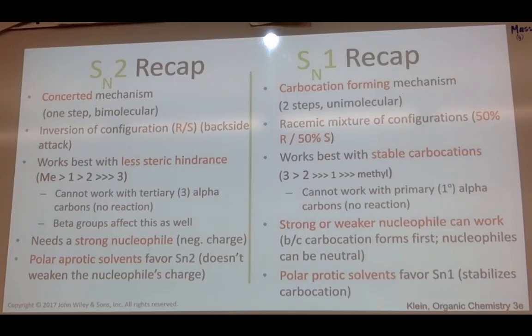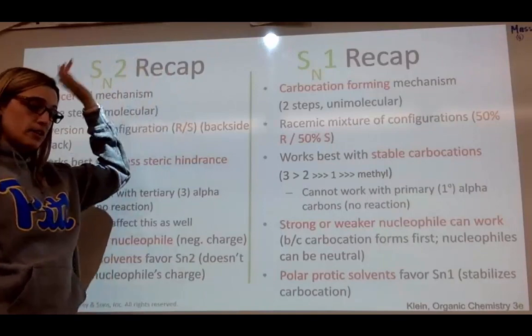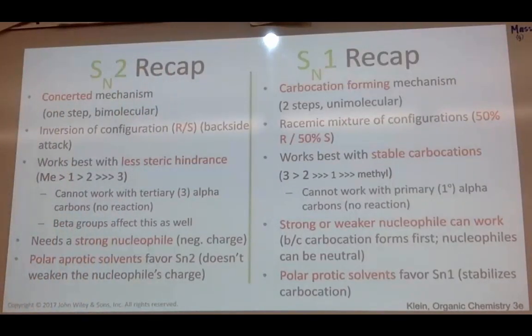Going to start with just doing a brief recap of substitution and elimination reactions, because as we go through, it's going to be important. It's been a little bit since we've done substitution reactions, but we're going to focus on SN2, SN1, and then E2 and E1. So for substitution, remember the 2 and the 1 is the same whether it's substitution or elimination.